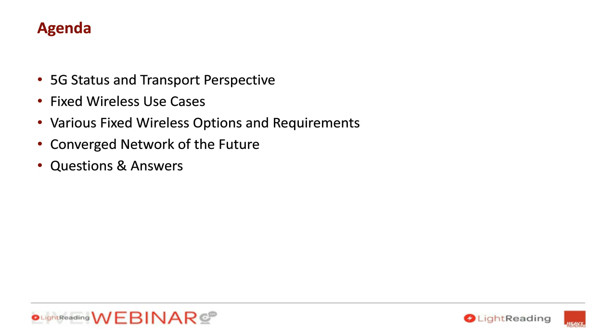So for everybody in the audience, the agenda should be up in front of you. The first bullet there, I'll give a little bit of a perspective on 5G status as well as getting into the topic of transport as it relates to 5G. And then Rajesh will really hit the next 3 of those bullets, the fixed wireless use cases, various fixed wireless options and requirements. He'll walk through really all the major options and how they relate to one another. Different considerations should be made, and then he'll wrap up with a little bit of a look at the converged network of the future, and then we'll open up for Q&A.